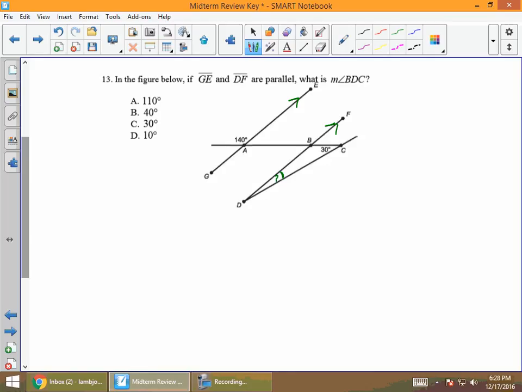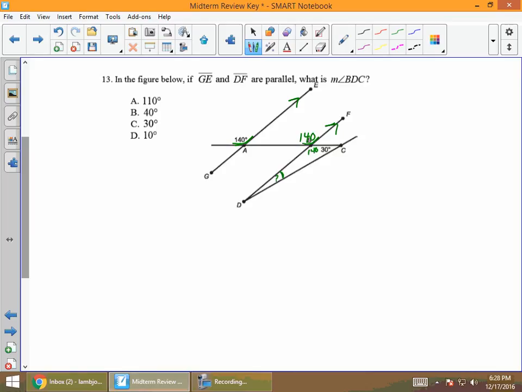Well, since I have two parallel lines, I'll use my corresponding angles. So 140 right here is congruent to this 140 over here. And now I'll look at the vertical angle. This is also 140 in there, because they're vertical angles. And now I'll take a look at triangle BDC. Triangle BDC has to add up to 180 degrees.